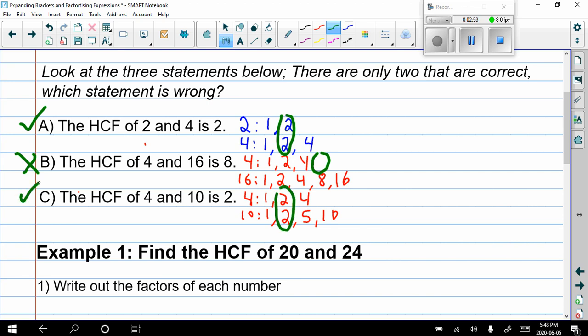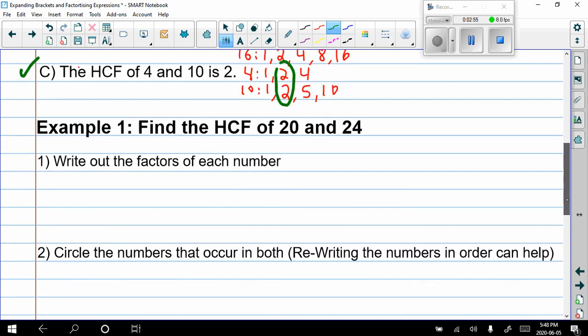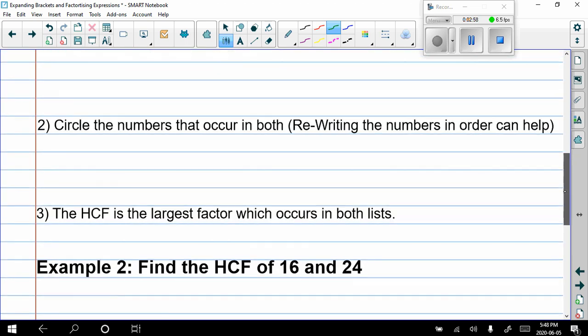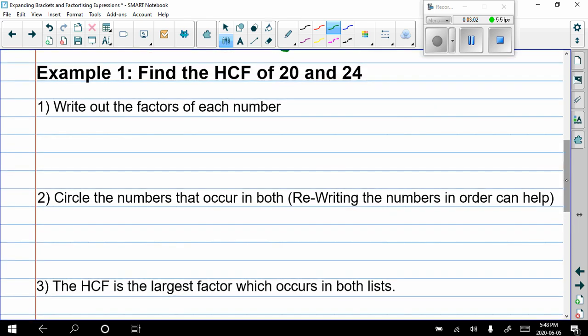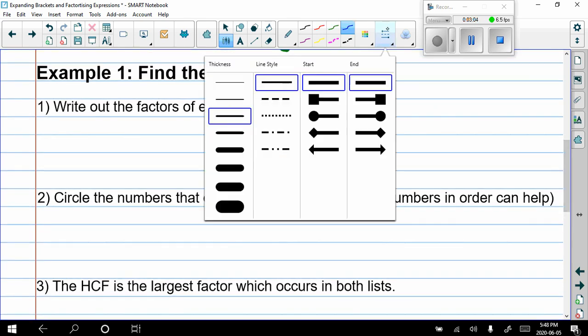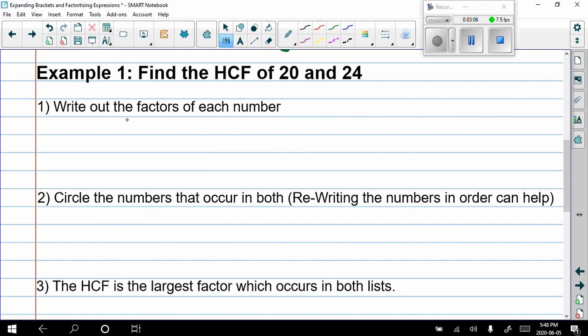So I know that was a little intro of what we're actually going to do. So let's do a little bit of a harder example in depth. So here we're going to look for the highest common factor of 20 and 24. So we can write out all the factors of each number as step 1. So all the factors of 20 are 1 and 20. We have 2 and 10, and we have 4 and 5.